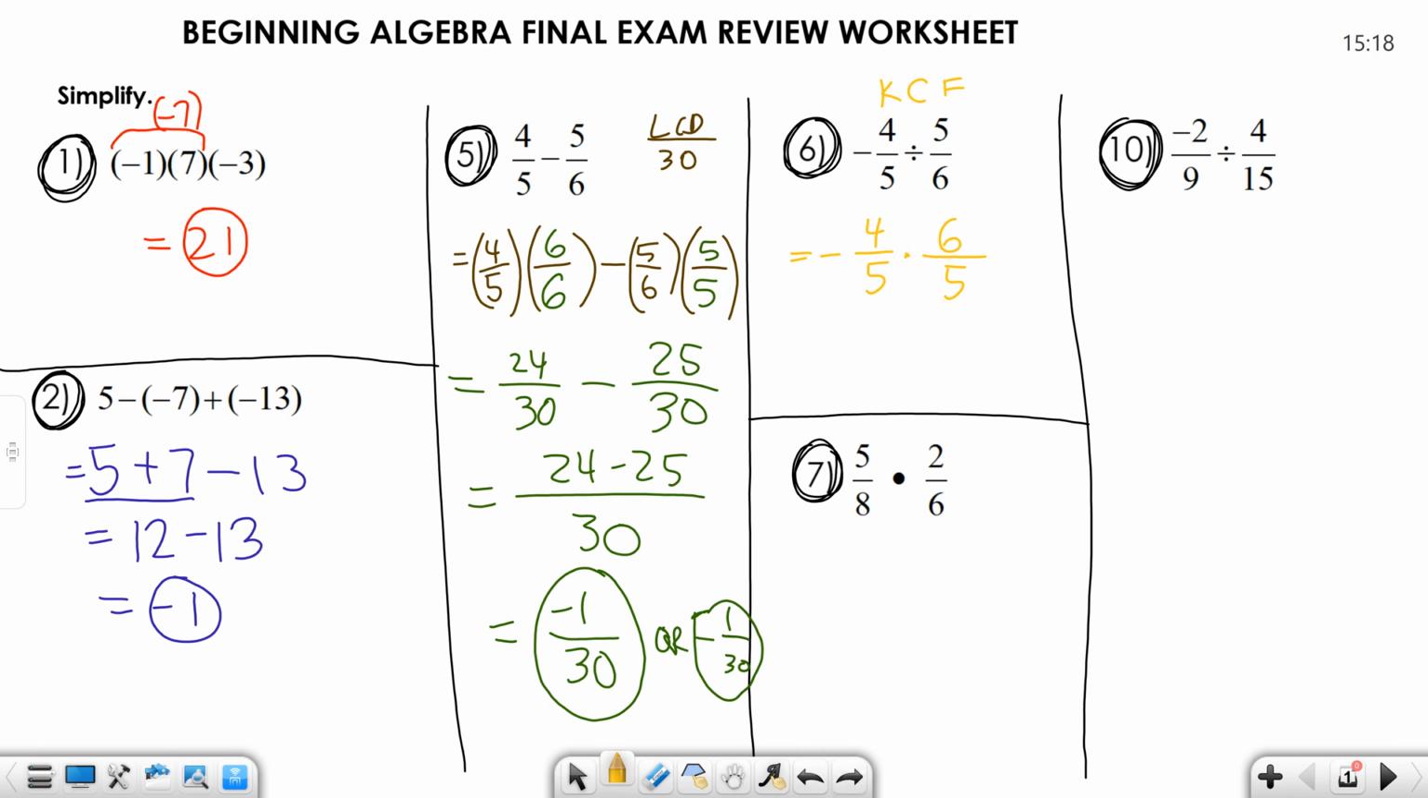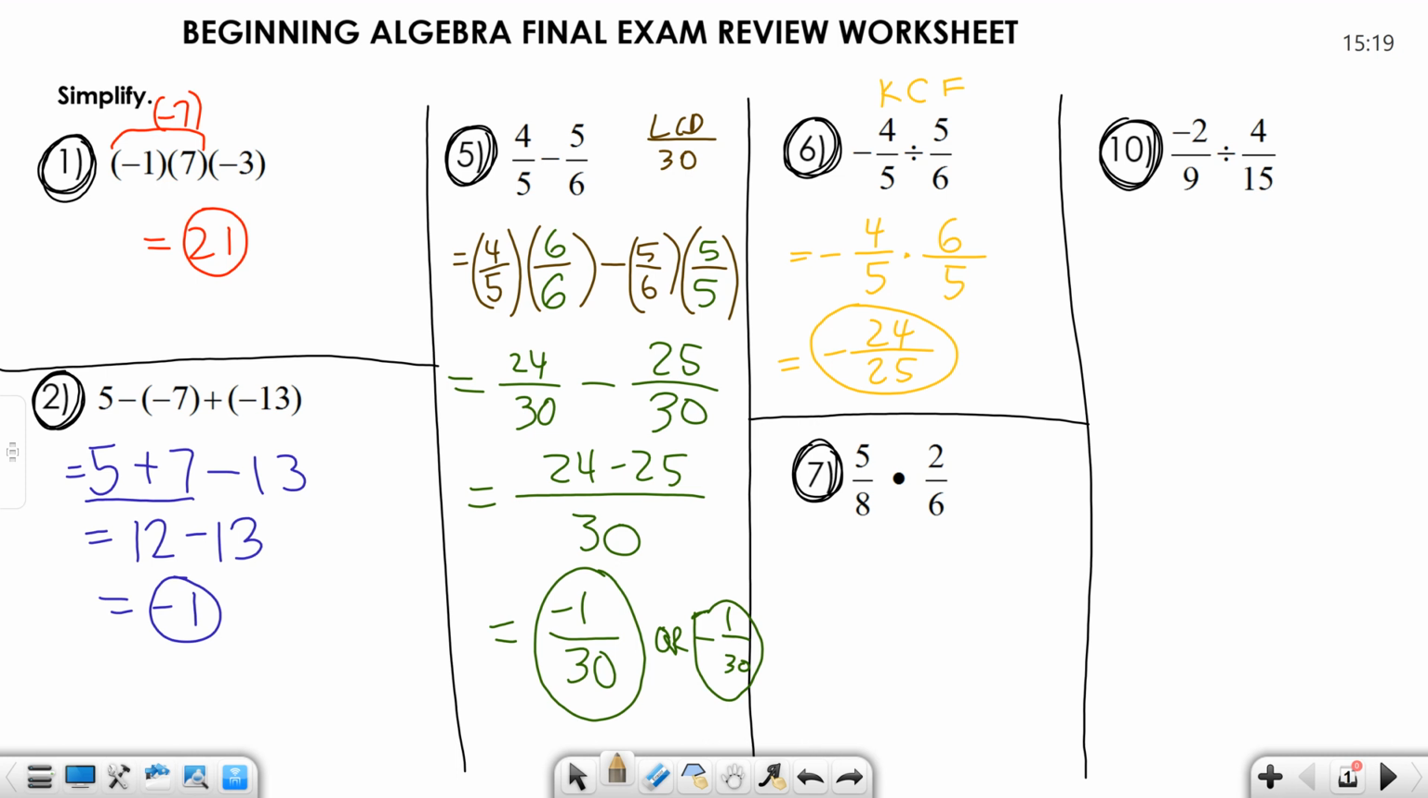4 times 6 is what? 24 over 5 times 5 is 25, and then one's negative and one's positive. What's a negative times a positive? Negative. So negative 24 over 25. So negative 24 25ths. And again, you would ask yourself, does this simplify any further? And it does not. So you don't go any further. Same thing here. You couldn't do any more with that. So you're done.